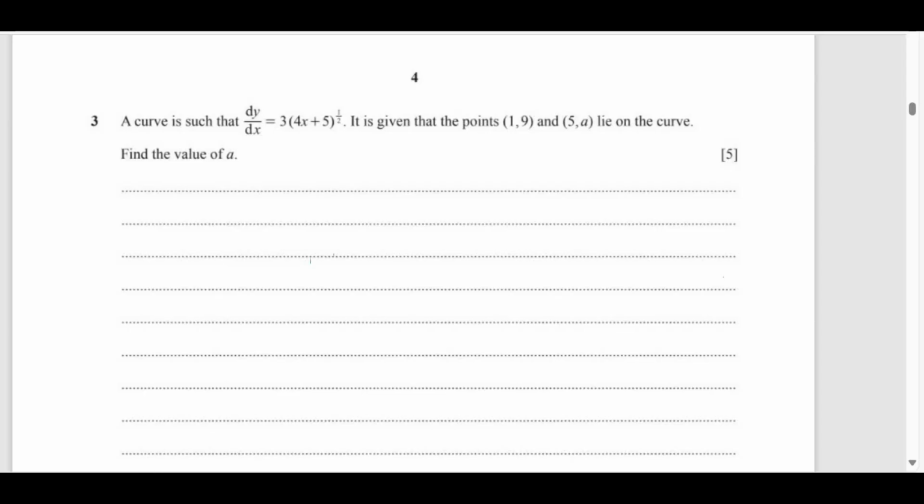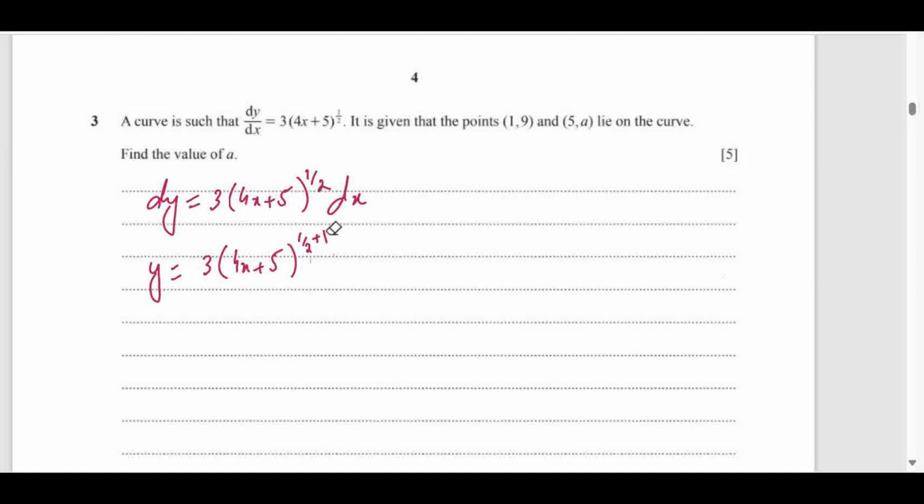Let's move to question number 3. A curve is such that dy by dx is given, and the points 1, 9 and 5, a lie on the curve. Find the value of a. Now if we rearrange it, this will be dy equals 3 into 4x plus 5 whole power 1 by 2 dx. Now take the integral on both sides, so y will be equal to 3 into 4x plus 5 whole power 1 by 2 plus 1.